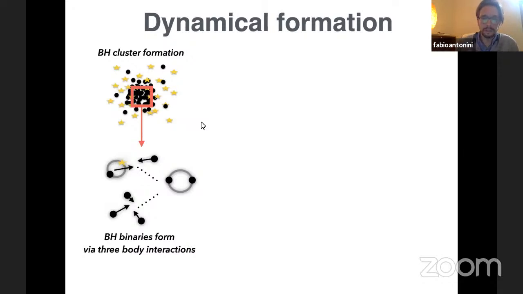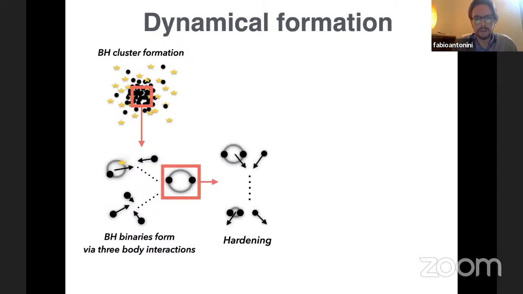A fraction of these binaries that form through three-body processes are hard, which means that as they interact with surrounding objects, mostly black holes, with the other black holes in the cluster core, they become even harder. So their semi-major axis shrinks in time. And because of conservation of energy and linear momentum, you can conclude that every time there is an interaction, the center of mass of the binary also must receive a recoil kick.